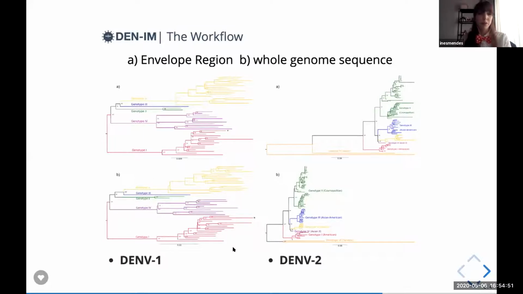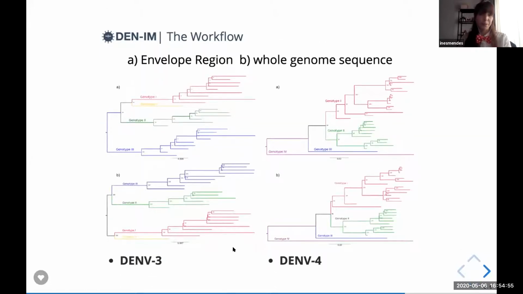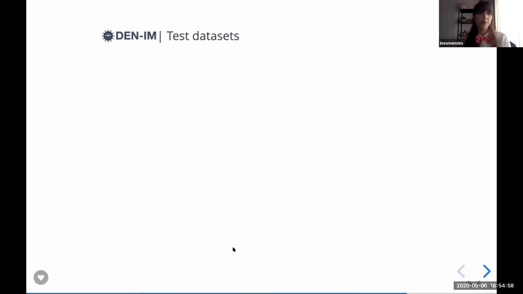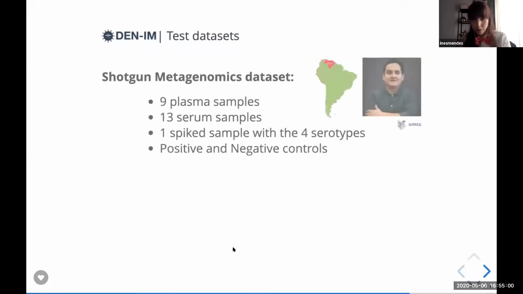So here you have serotype 1 and serotype 2. And if we go down, you're going to have serotype 3 and 4. If you have questions about this, I'm glad to go through them.